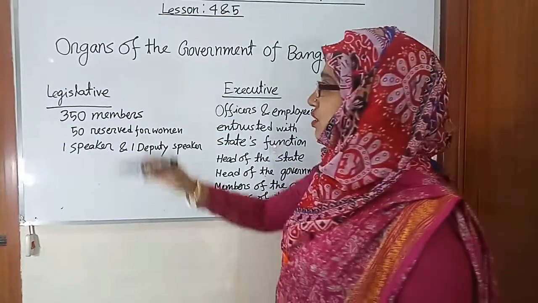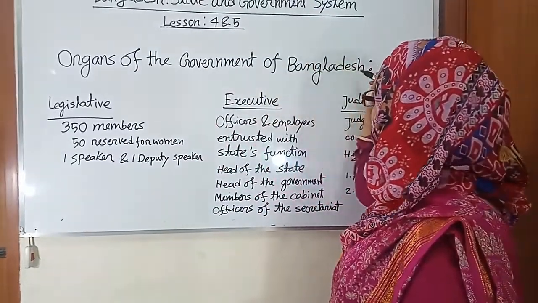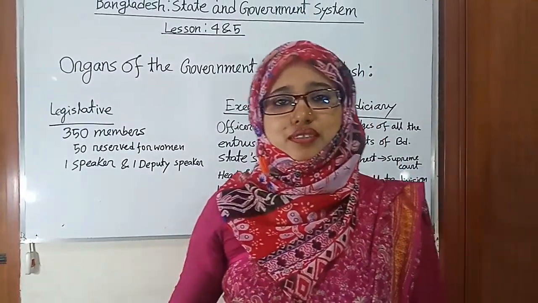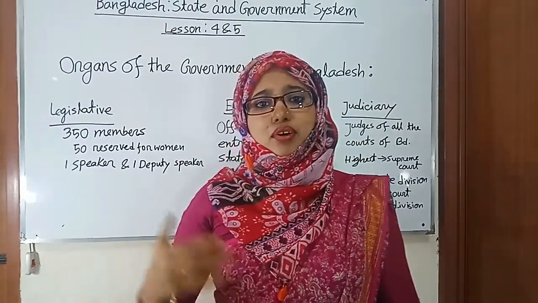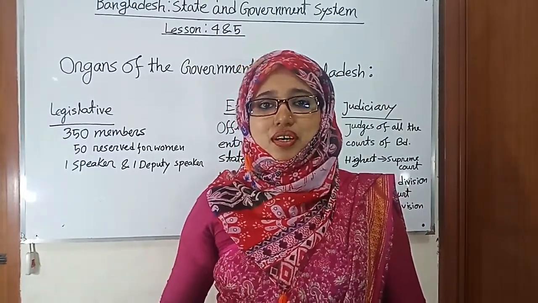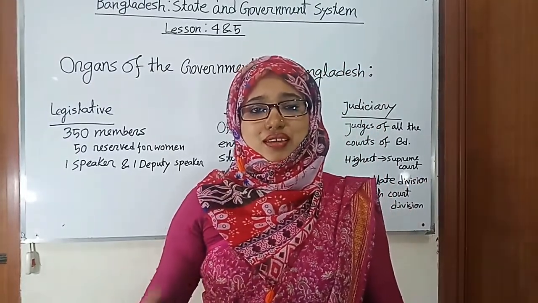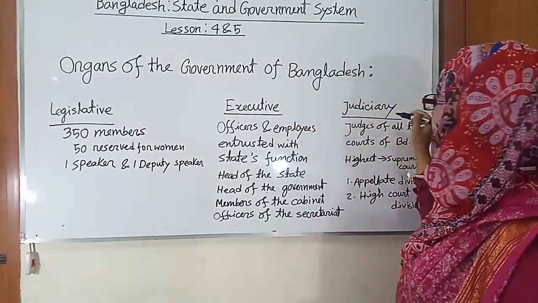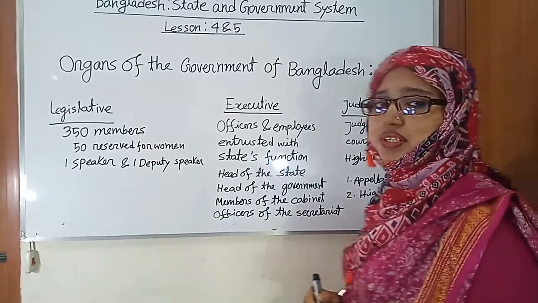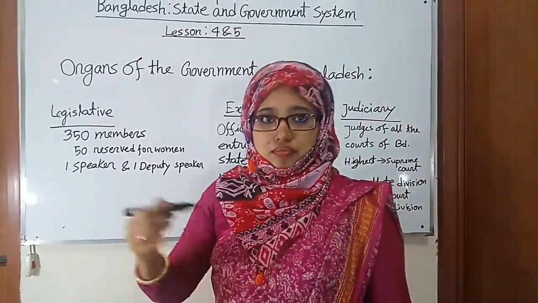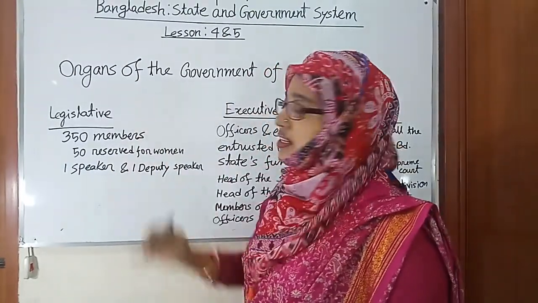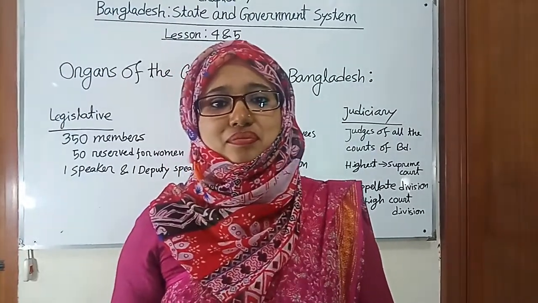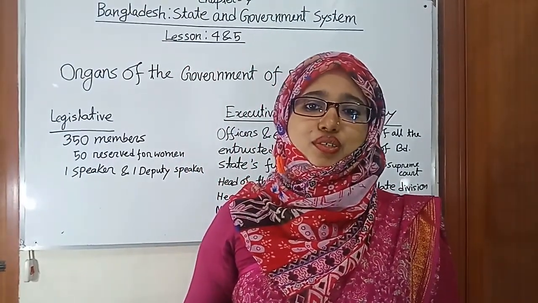Now, I am going to discuss the organs of the government of Bangladesh. Dear students, the governments of all countries have respective organs to run their country. Our government also has 3 organs: legislative, executive and judiciary. Now, I am going to discuss the legislative briefly. The legislative of Bangladesh is unicameral. Its name is Jatiyo Samsad.